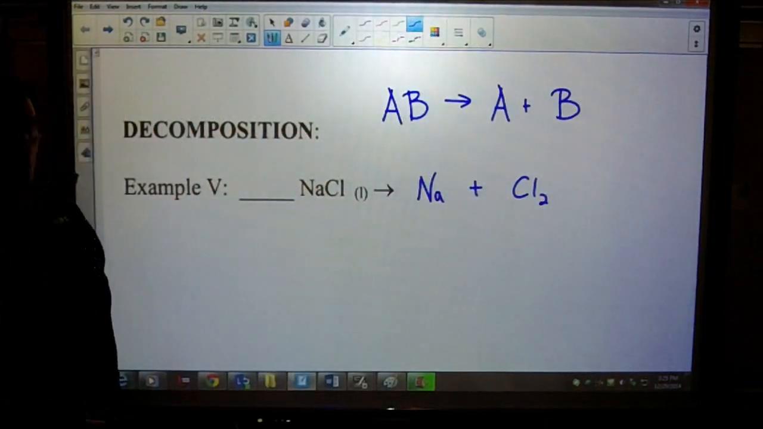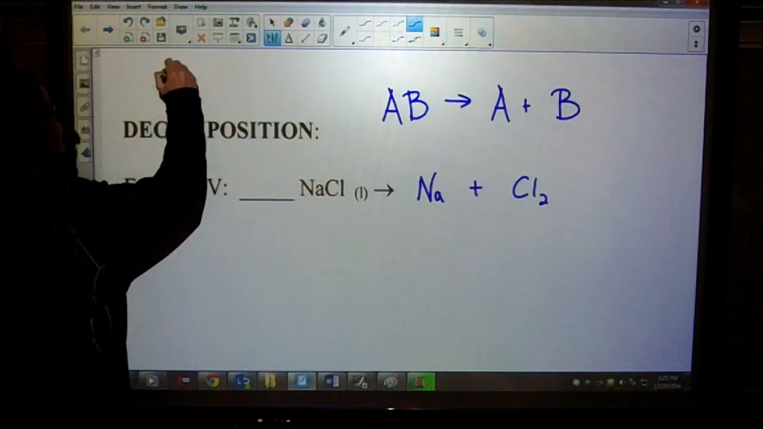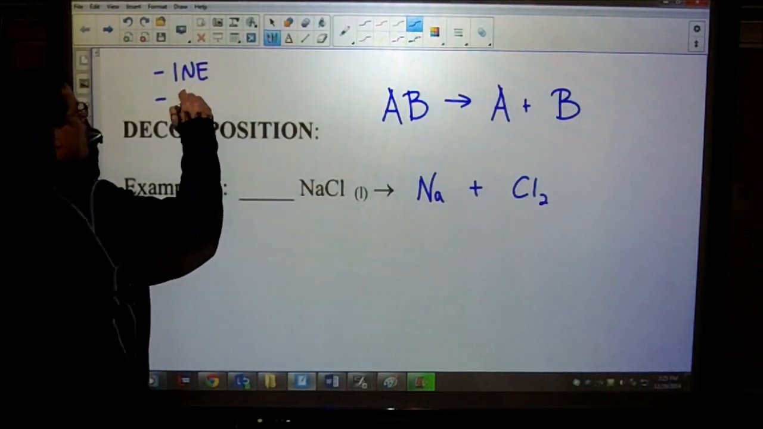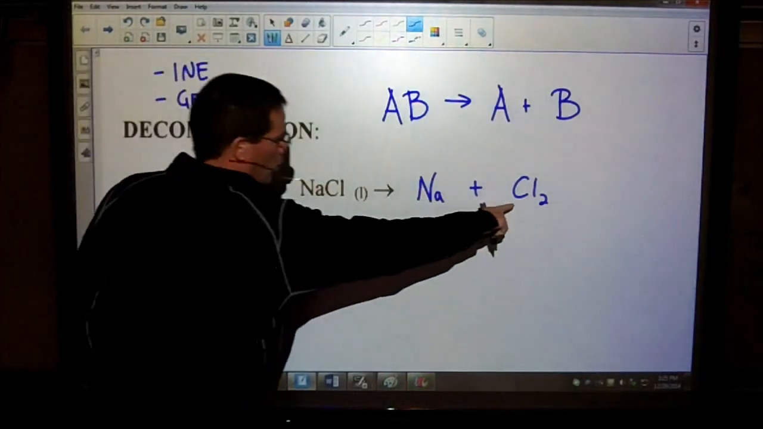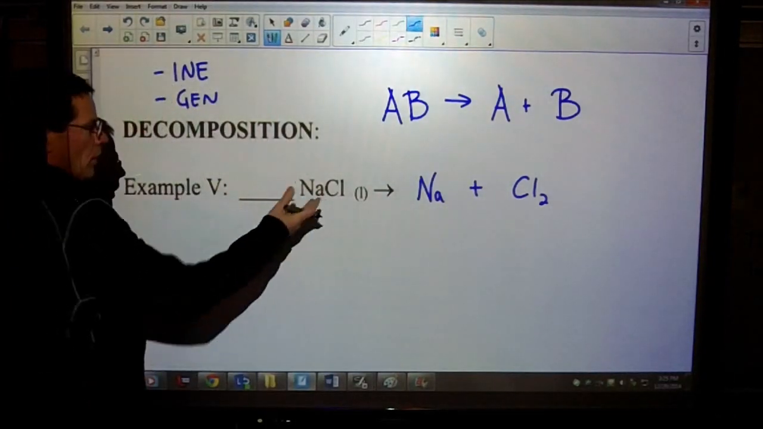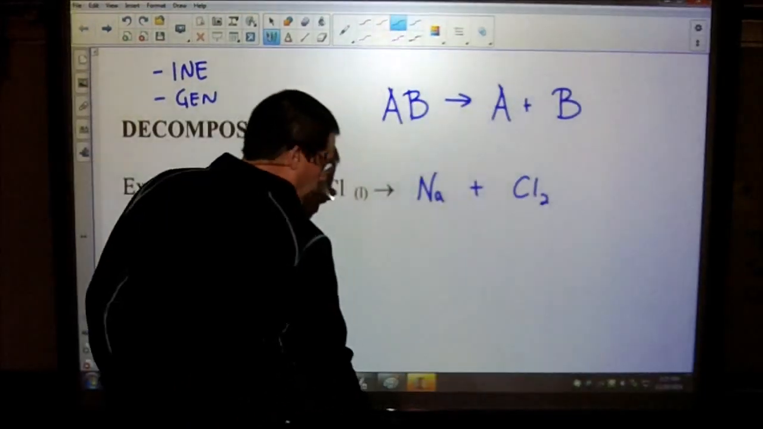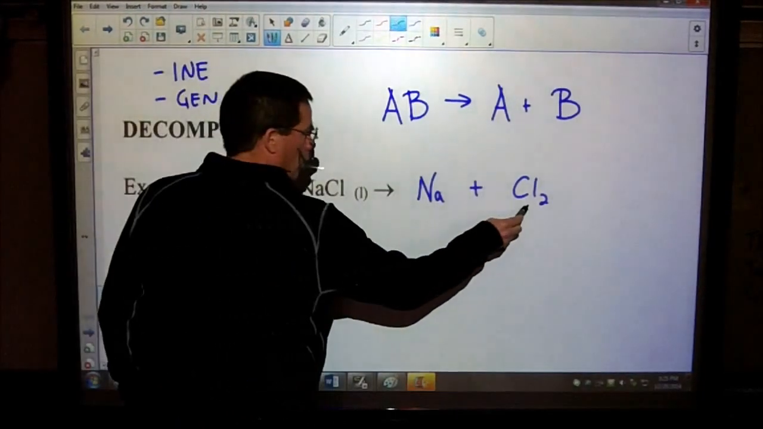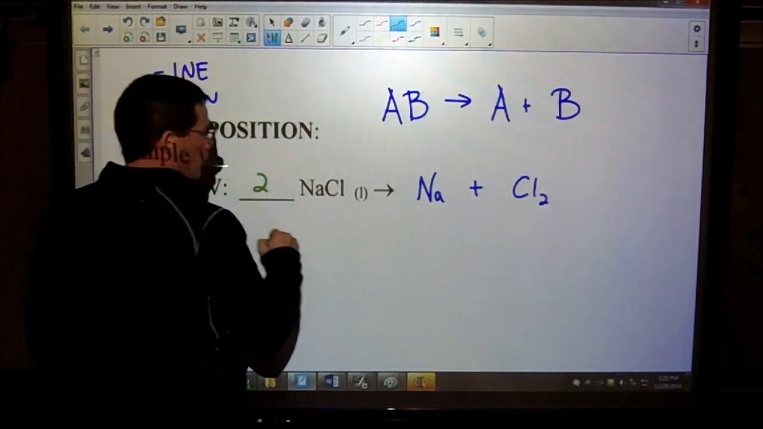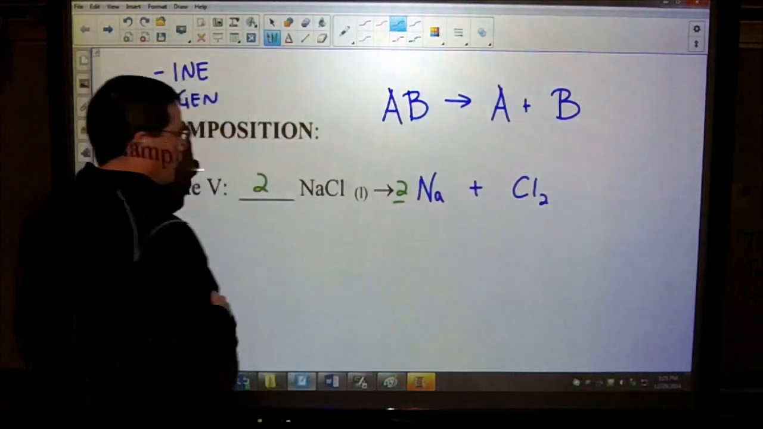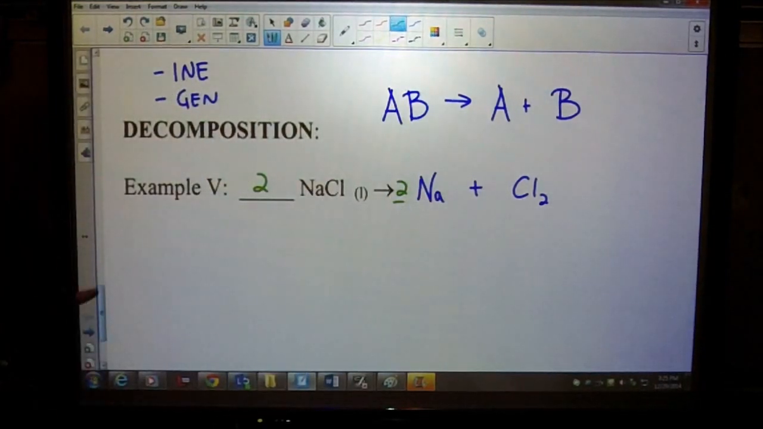Don't you dare write one of those that end in -ine or -gen as a single element by itself. Now when it gets with something, obviously we don't carry the subscript, we want to balance charges. So let's balance this out. So we start off with chlorine, we have 2 of those. It means we have 2 of those and 2 of those. Pretty simple. Decomposition is fun.